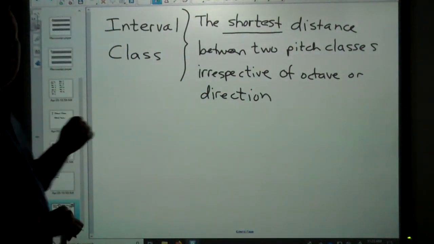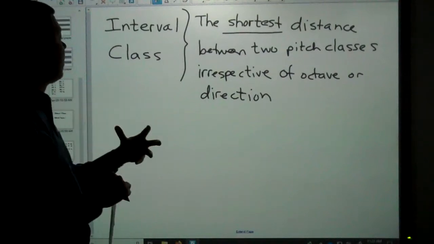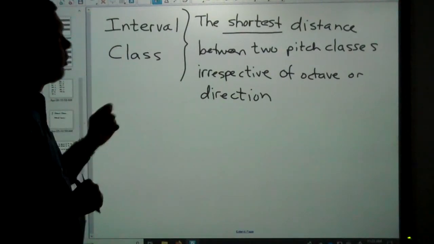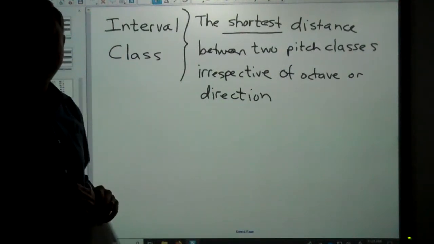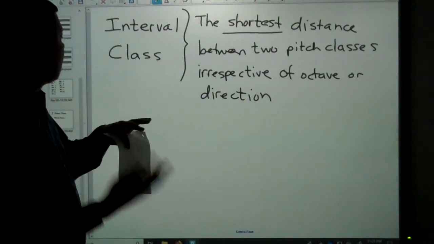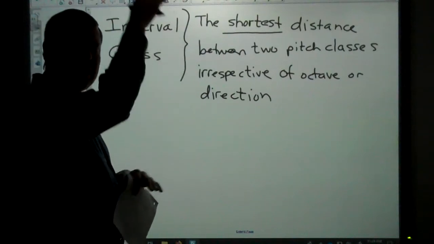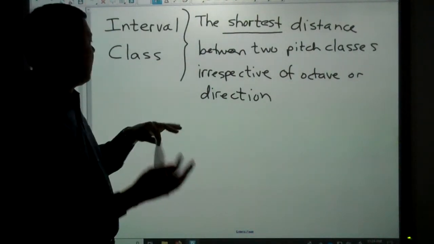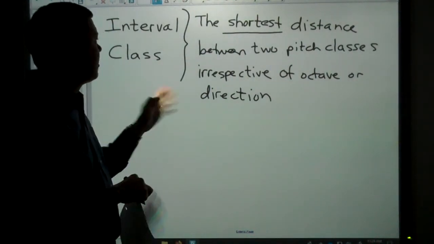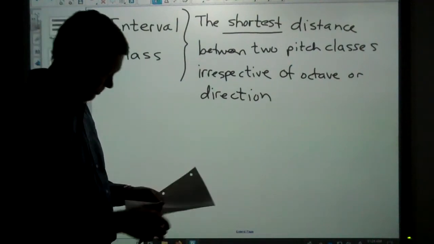So with interval class, we're most interested in the shortest distance between any two pitch classes. And again, I'll show you an example in a second. Octave or direction, whether your interval goes up or down, doesn't matter. It's immaterial to interval class.